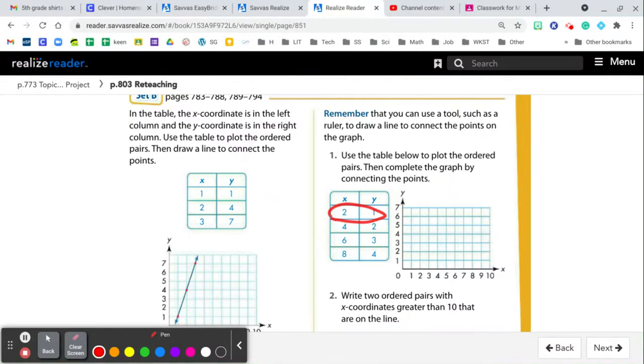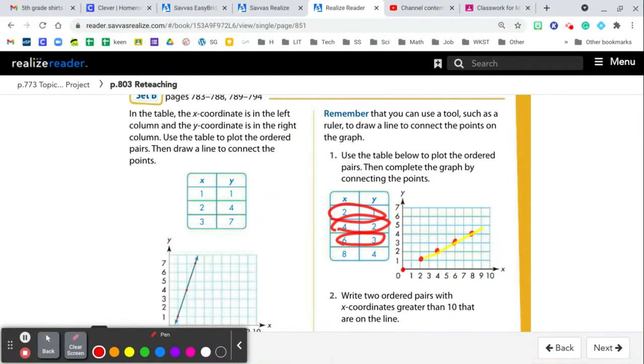2, 1, over 2, up 1. 4, 2, starting at origin, over 4, up 2. The third one, starting at origin, over 6 and up 3. Starting at origin, over 8 and up 4. And then we're going to connect it with a line. In this case, it just says to plot the pairs.